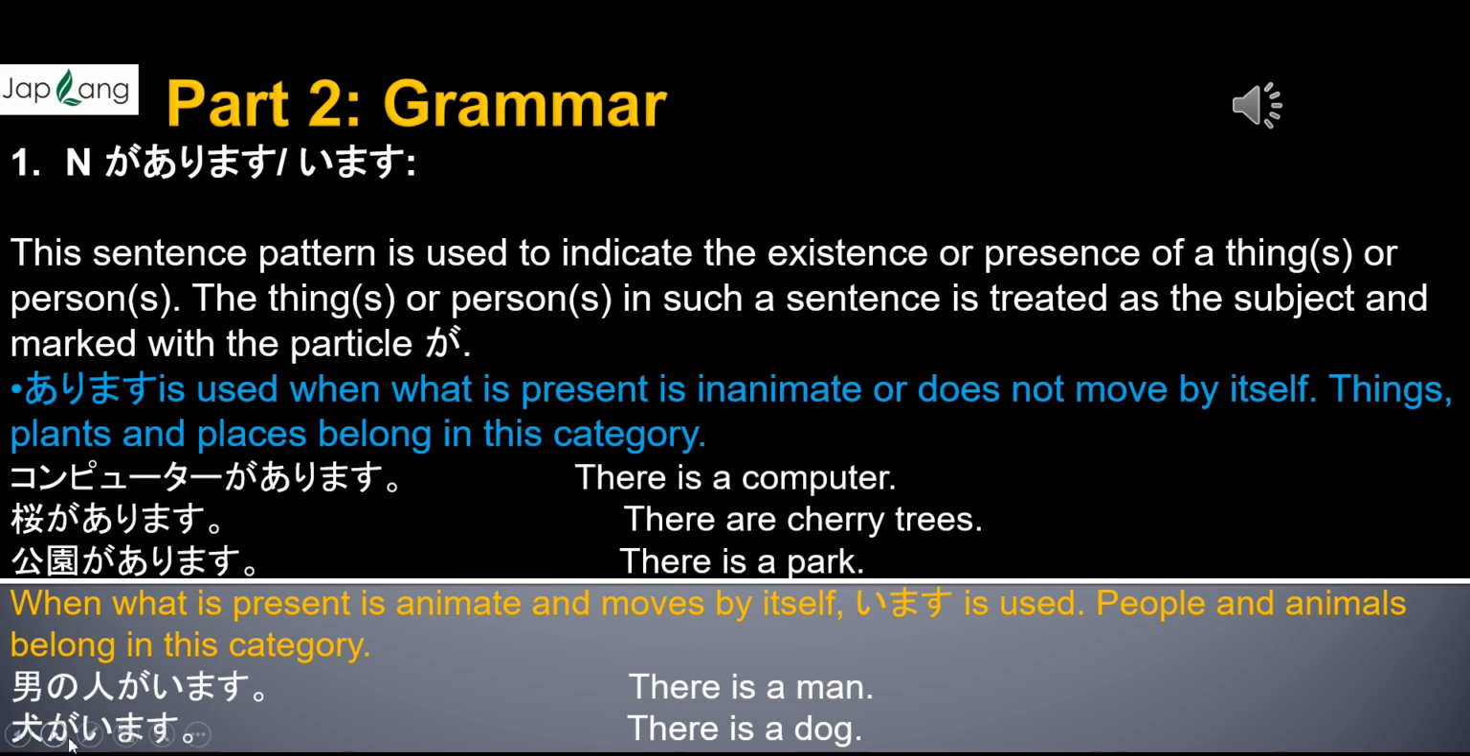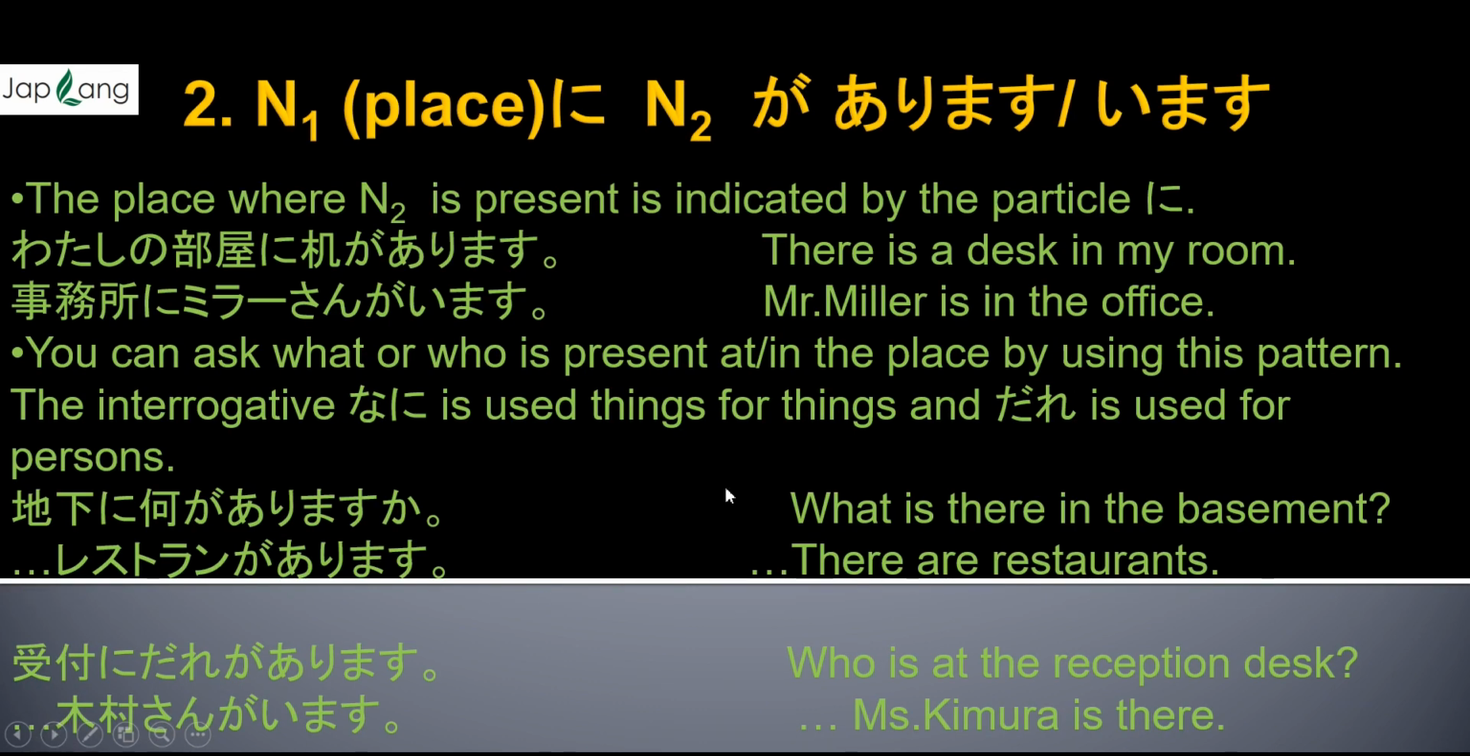Okay, moving to next. Second pattern is noun 1 place ni, noun 2 ga arimasu or imasu. We understand arimasu and imasu. We have already studied, learned about it. The place where noun 2 is present is indicated by the particle ni.